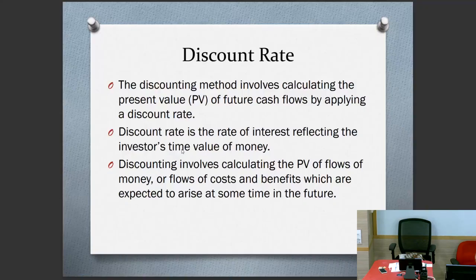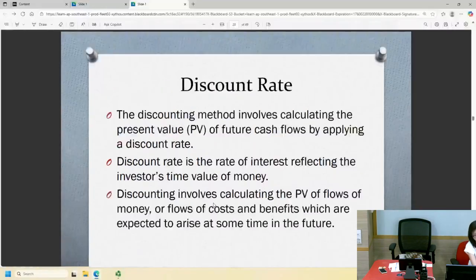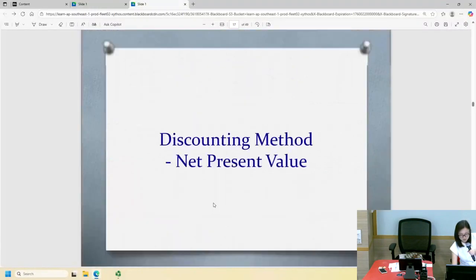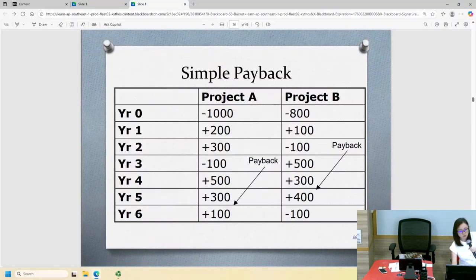So discounting involves calculating the PV. PV is present value. Calculating the present value of flows of money, or flows of costs and benefits, which are expected to arise at some time in the future. Just like earlier when we calculated the payback period, we have some savings which will happen in year 1, year 2, year 3, and in year 3, you have to pay for some costs. So these are all the money savings and the costs that will happen in the future.